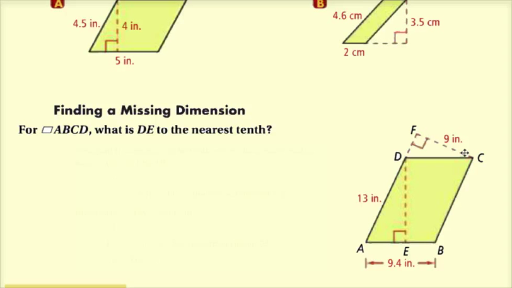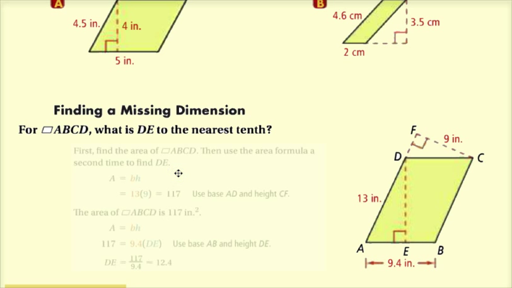Well, the area of the parallelogram is the same whether you use 13 times 9, that base and height, or you use this base and height. So once you know the area, 13 times 9, then you're going to set that area equal to 9.4 times x. Try that, and it should look like this on your paper.